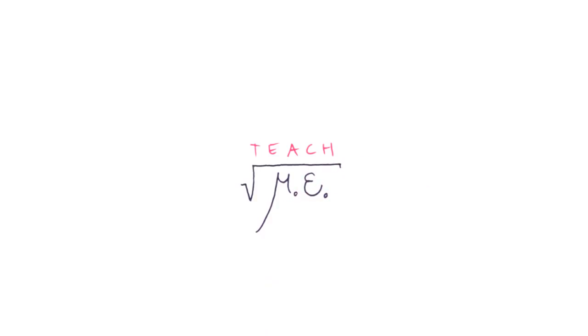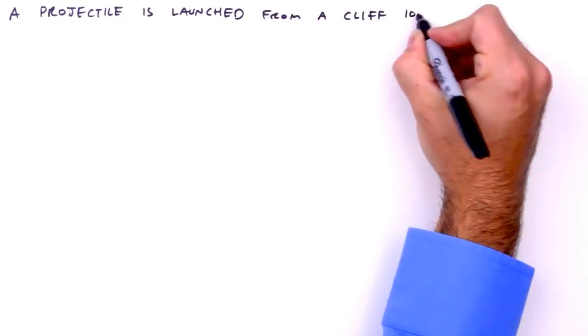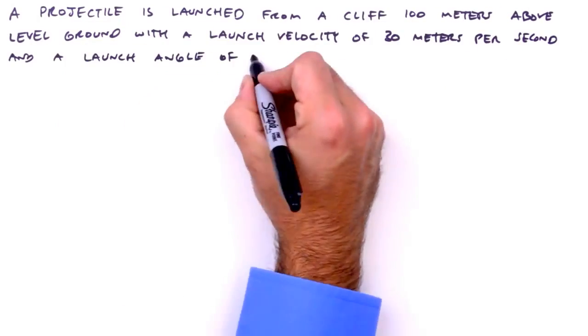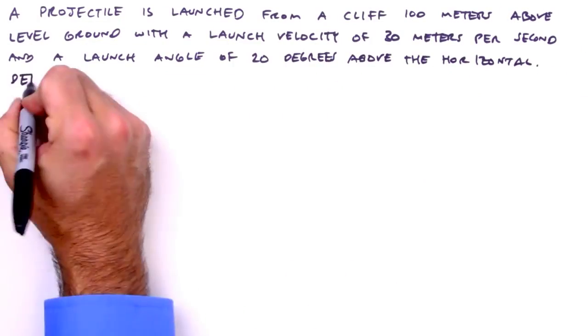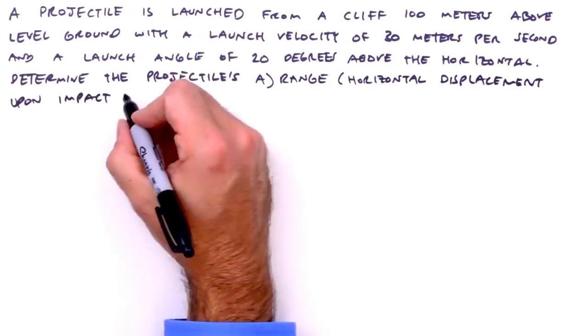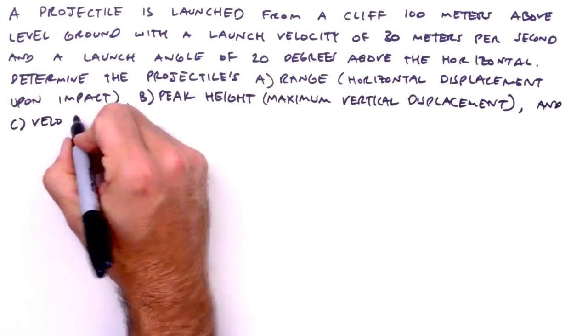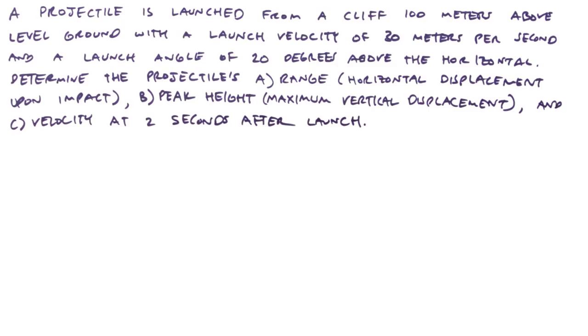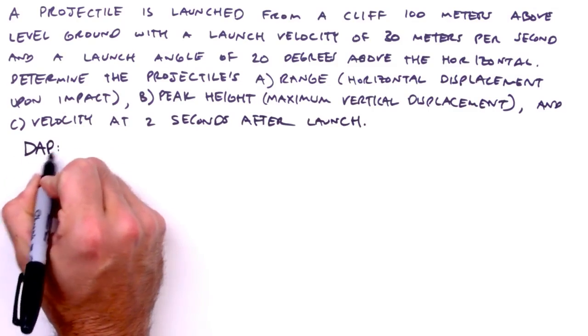In this installment of Teach Me, we're going to take a look at a classic projectile motion problem involving an angled launch from uneven ground. For this problem, we're given the initial position and velocity of the projectile, and our task is to determine the projectile's range, peak height, and velocity at some point in time along its trajectory. The first step, as always, is to draw a picture.